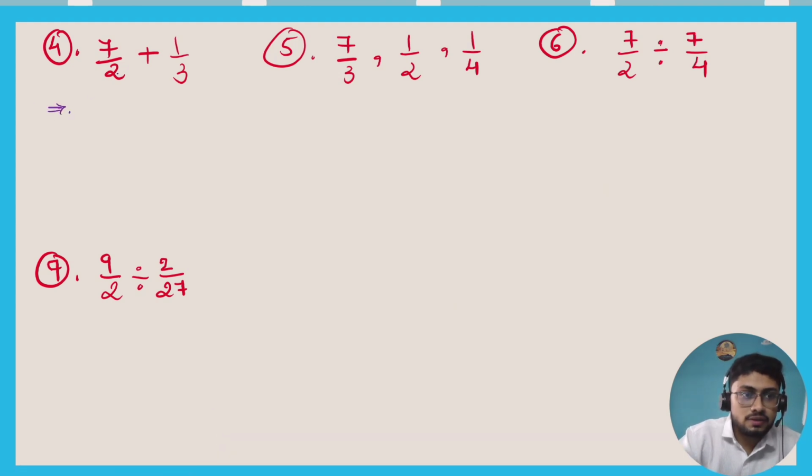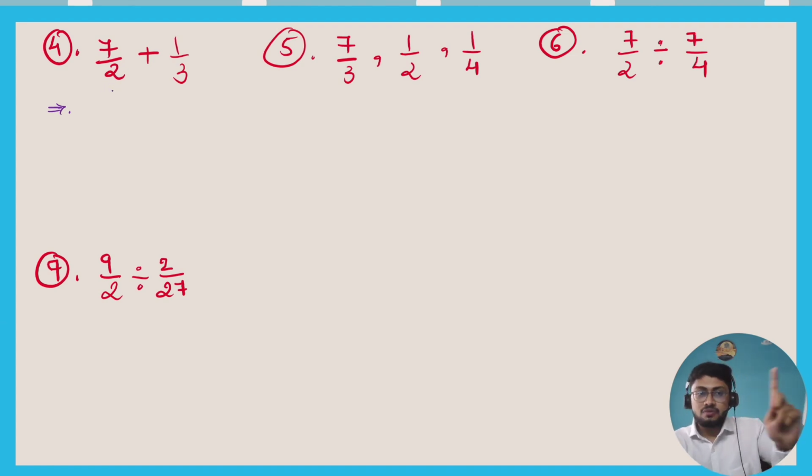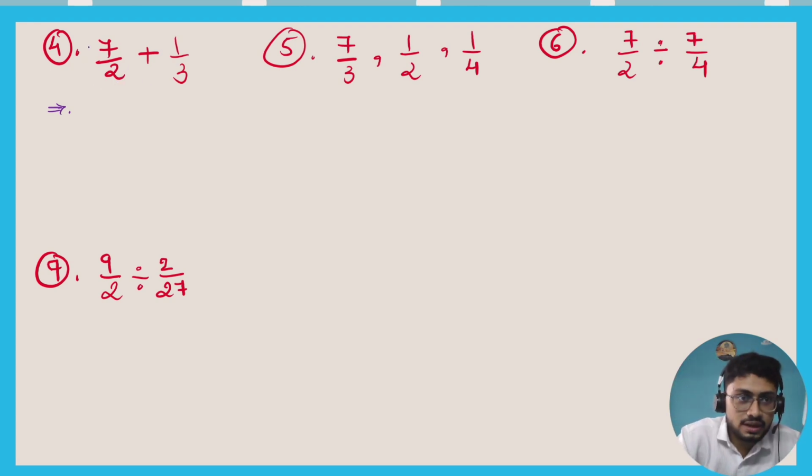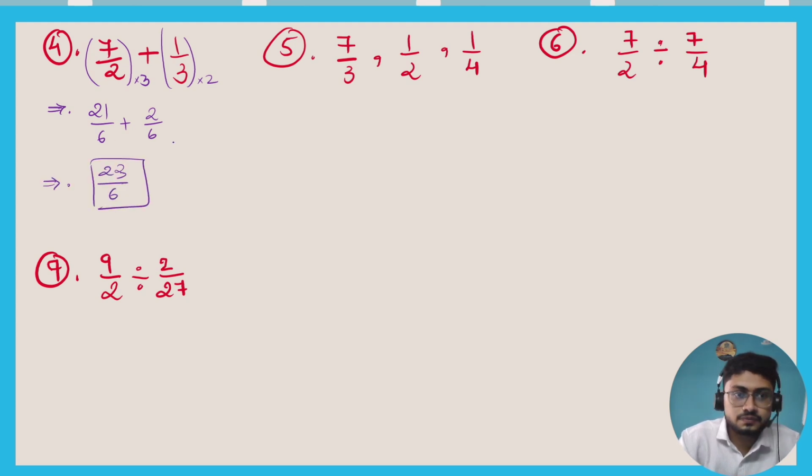Again, this is a question of addition, but what do we want? Yes, like fractions. For like fractions, what do we want? The same denominator. Yes, perfect. And for the same denominator, what do we want? Yes, LCM. The LCM of 2 and 3 is what? 6. So I'm multiplying this by 3 and this by 2. 7 threes are 21 upon 6 plus 2 upon 6. 21 plus 2 is 23 upon 6.